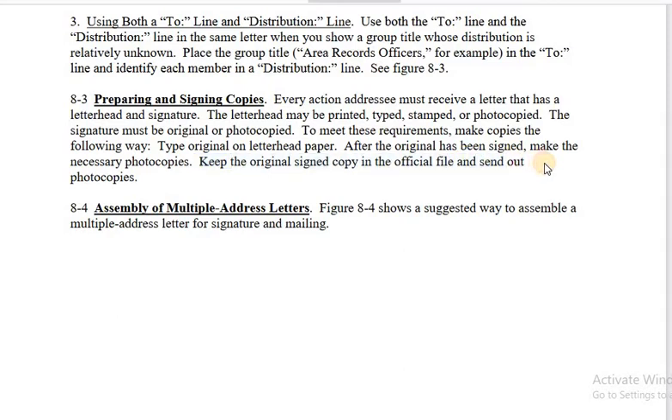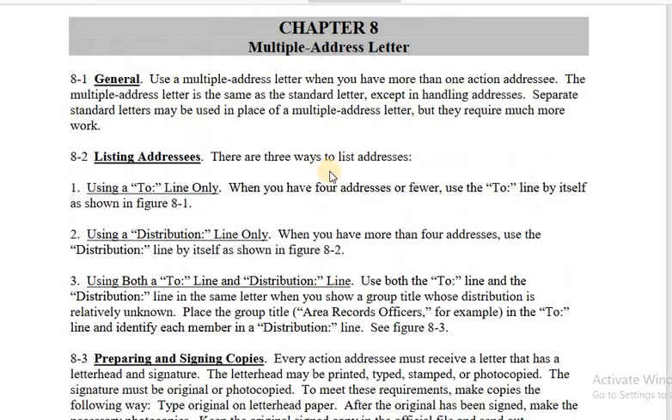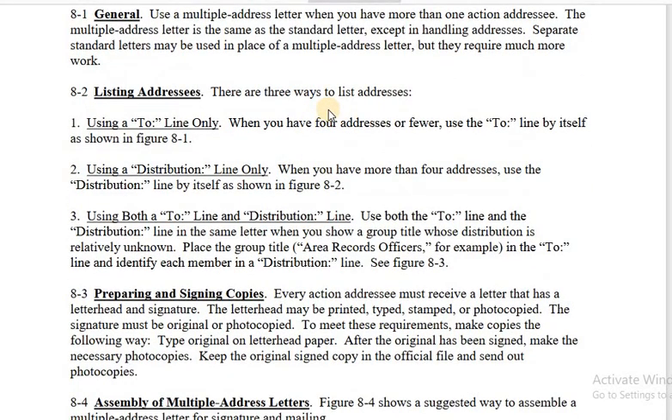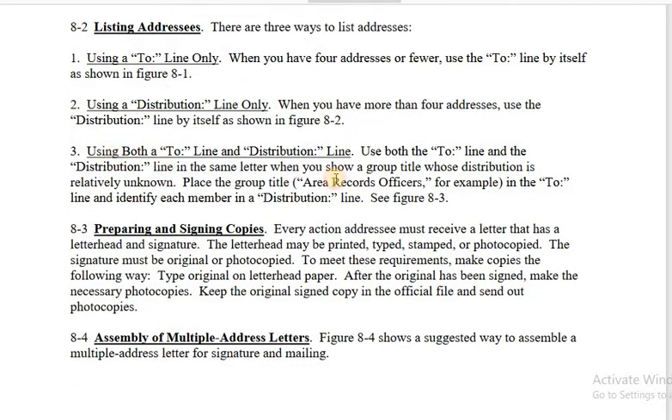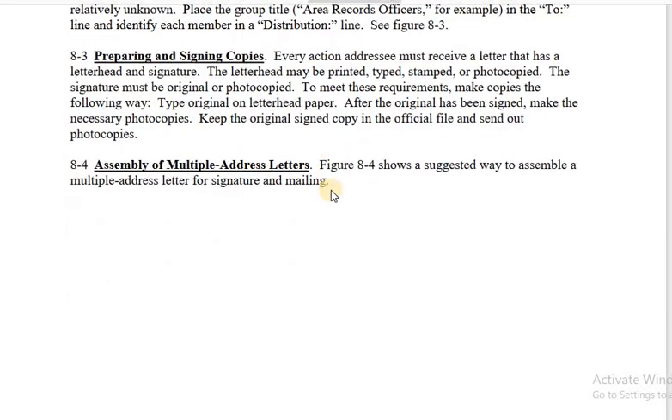So again, I think the big things here for possible test questions: How many addressees can be sent to a multiple address letter? In a to-line, 4 or less, distro line 4 or more, and both to and distro is when the group title whose distribution is relatively unknown.